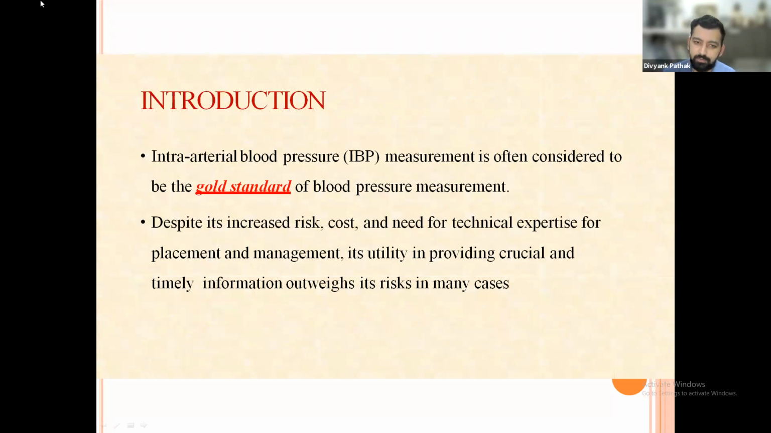So intra-arterial blood pressure monitoring, that is IBP measurement, is considered the gold standard of blood pressure monitoring systems. Despite its increased risk, cost, and need for technical expertise for placement and management, its utility in providing crucial and timely information outweighs its risk in many cases. So it's very important if you are managing a sick child, if you can manage the risk and cost of the arterial line, for which you need to have good staff.